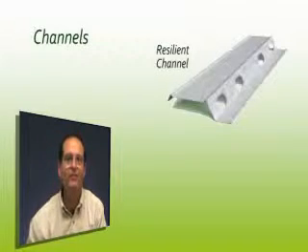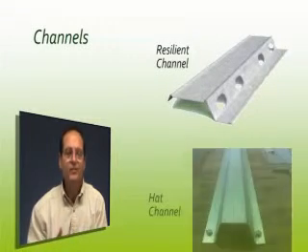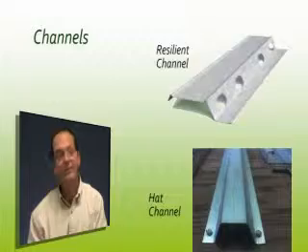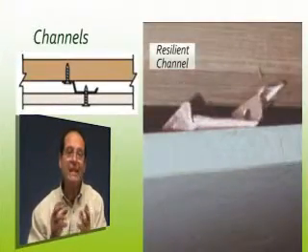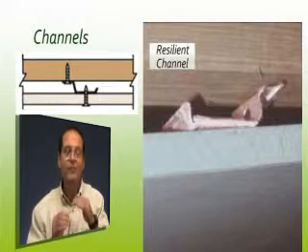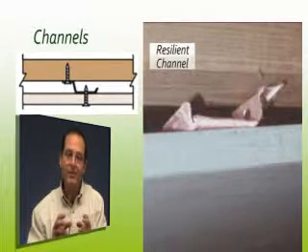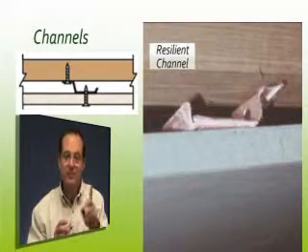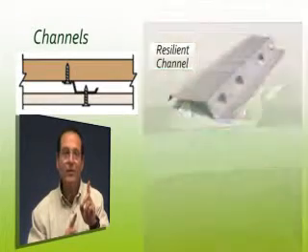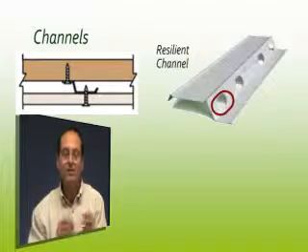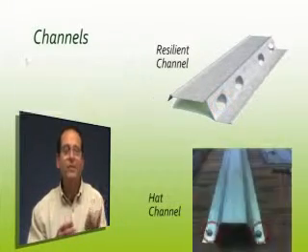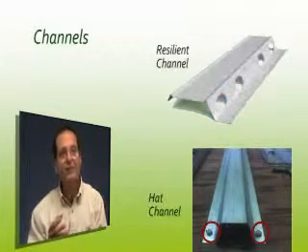So one of the first things is this resilient channel. There's resilient channels, there's hat channels. Not the same thing. Okay, so resilient channels actually decouple the joist from the drywall. You can see in that little diagram there that there's attachment specifically to the joist and one to the drywall. It allows it to flex. They usually have the little slots in them too that help actually prevent noise from making its way through. A hat channel is a direct attachment.